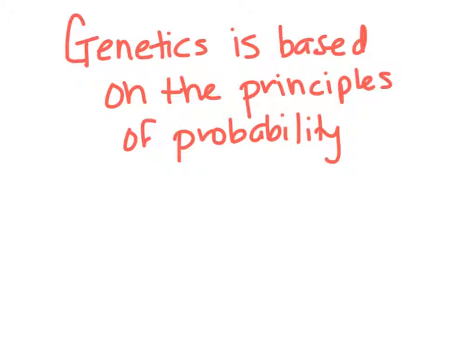So what do these principles of probability have to do with the field of genetics? Well, genetics is based on these principles of probability. So when Mendel was doing his experimental work, he counted all of his offspring that he had with his pea plants, and he was able to use the laws of probability in order to determine what types of events were happening with the pea plants, and it all was based on these principles.